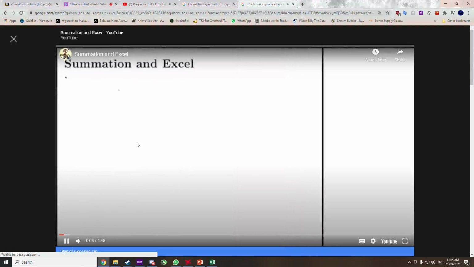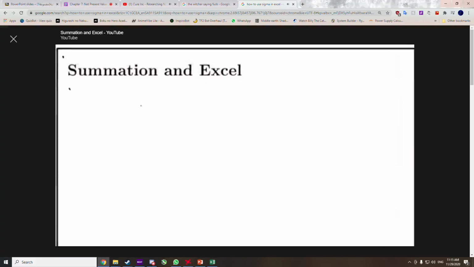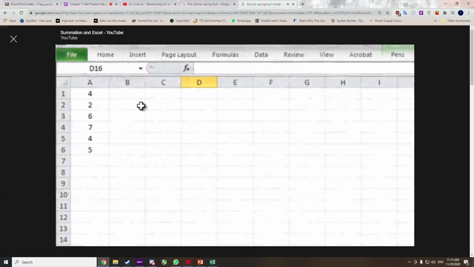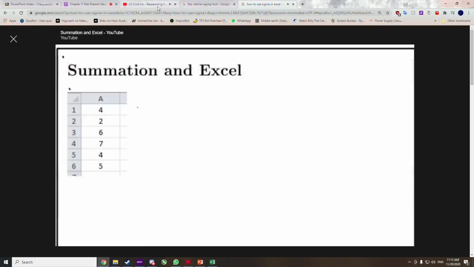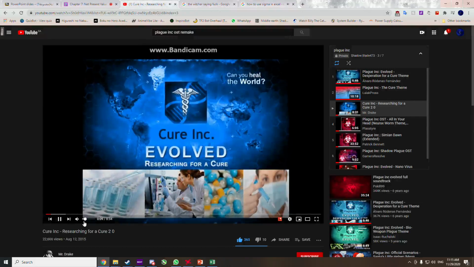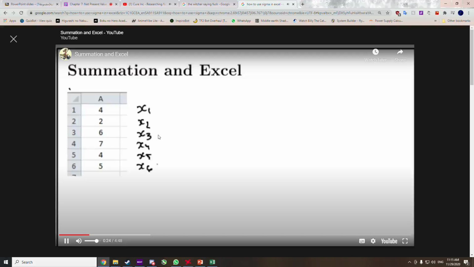Sign, and we illustrate that using Excel. And we also illustrate the summation rules using Excel. Here I have 6 numbers in Excel. I denote them using the standard X subscript symbol. So this is my X1, my X2, X3, X4, X5, and X6.